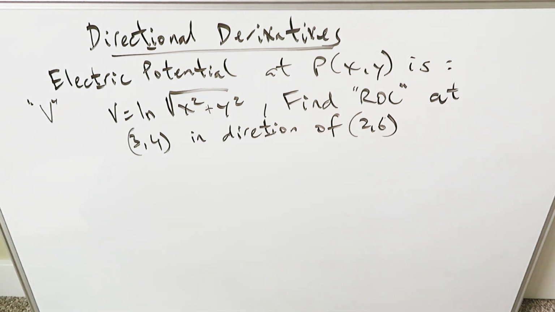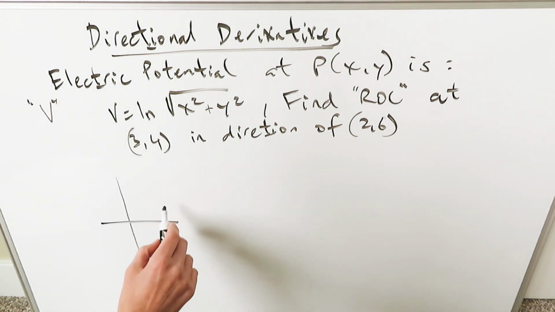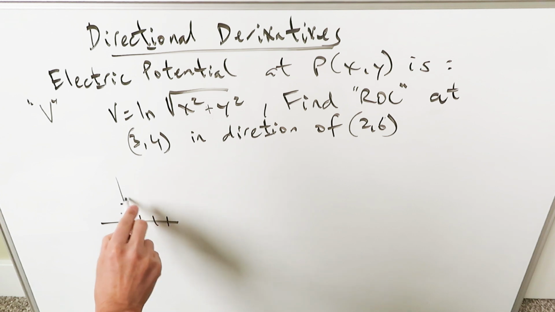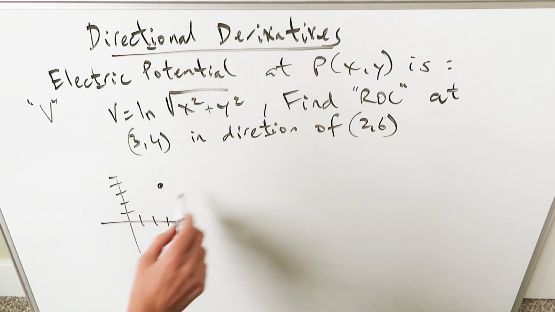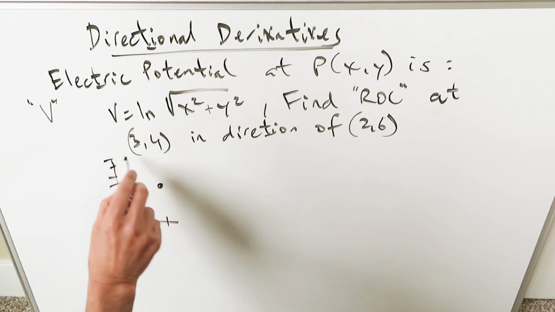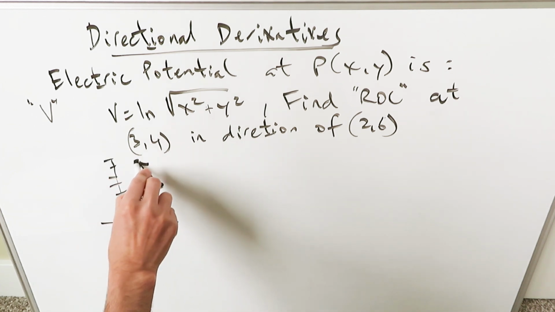Let's start with the determination of the angle. I have something here on an x and y axis for the purposes of this video. I have 1, 2, 3, and 1, 2, 3, 4, and it's (3, 4). Then it's going in the direction of (2, 6). We have something going in this direction from (3, 4) to (2, 6).